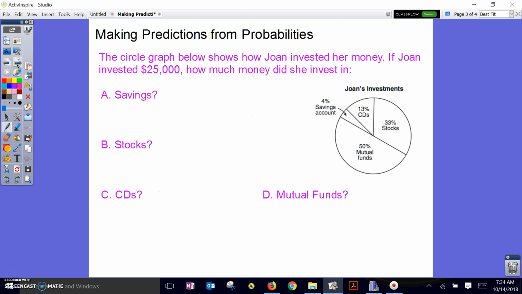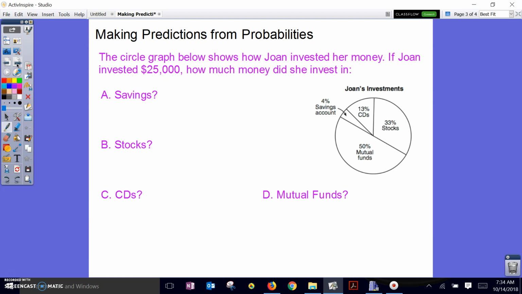Here we've got a circle graph which shows how Joan invested her money. If Joan invested $25,000, we're going to find out how much money she invested in various different things here. And realize that what we see in this circle graph is really the probability that Joan is going to invest a particular dollar into a particular spot. For instance, if Joan has $1, there's a 4% chance that she put it into her savings account, a 13% chance that she put it into CDs, a 50% chance that she put it into mutual funds, and a 33% chance that she put it into stocks. So we're really seeing the probability of her doing these things.